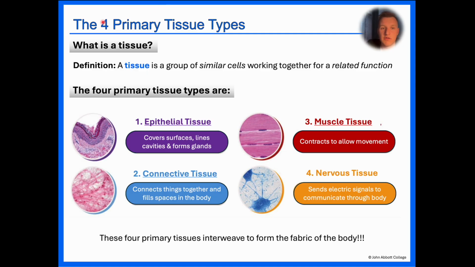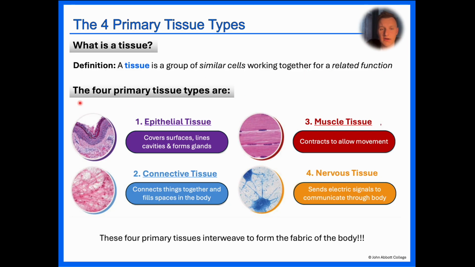So, the 4 primary types of tissue. First of all, let me remind you what is a tissue, right? A tissue is a group of similar cells that work together for a related function, right? So, it's a bunch of cells that are doing a certain job together, right? Certain cell types that are doing a related job.